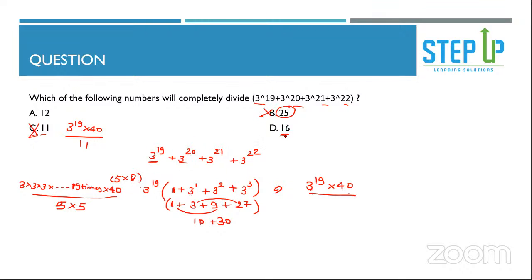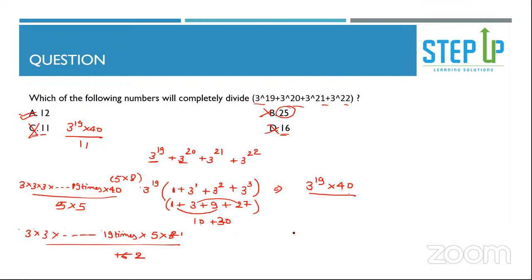Right? Now, if I divide it by 16, 3 into 3 into, how many times? 19 times, into 40. 40 can be written as 5 into 8. If I divide by 16, 8 ones are 8, 8 twos are 16. But do I have any factors of 2? I don't have. So this is also not possible. So 12 is the answer.